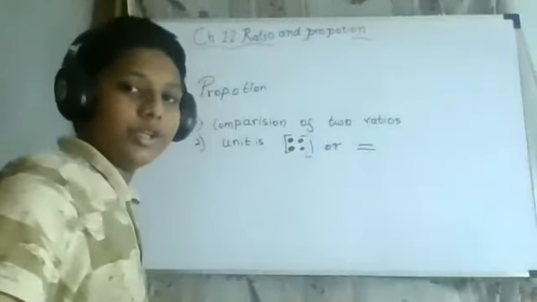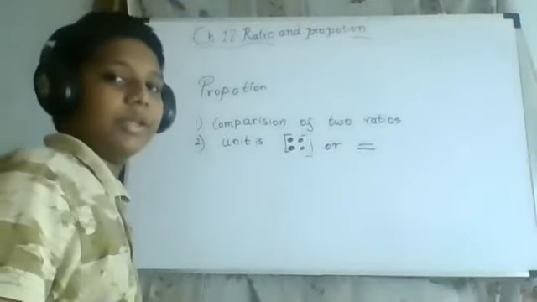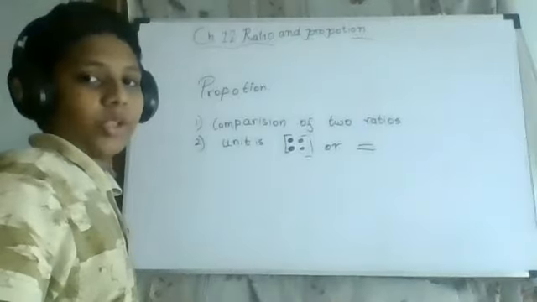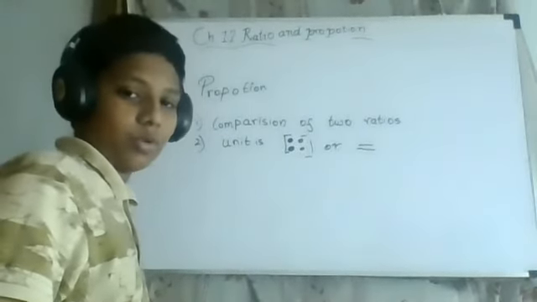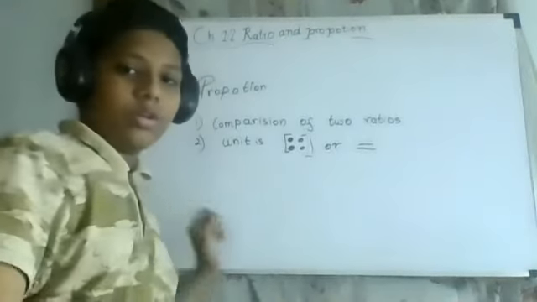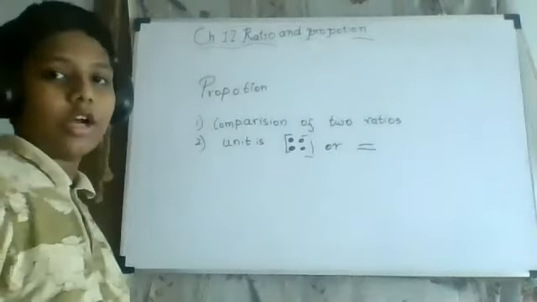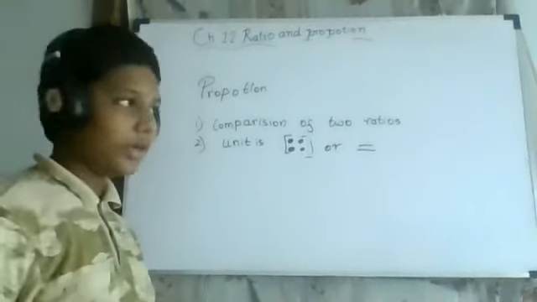These are the two symbols we can use. If the two ratios are in proportion, we'll be telling the ratios are equal. Always the equivalent ratios will be in proportion. Okay, that's it. If the ratios are not equal, we say not in proportion. Four quantities will be involved in the proportion.